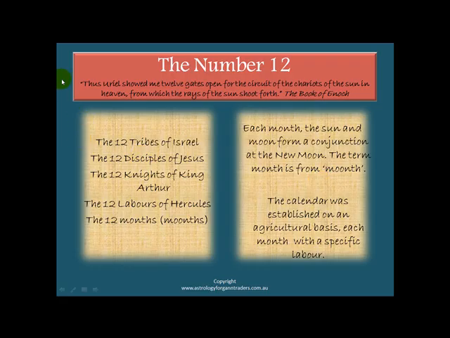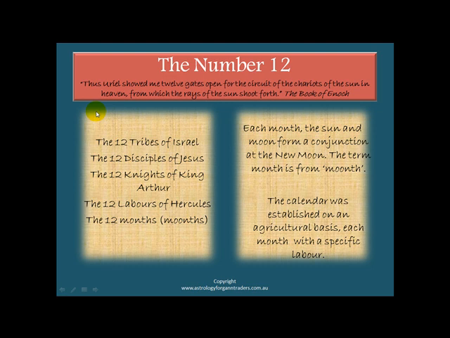Now, the number 12. "Thus Uriel showed me 12 gates open for the circuit of the chariots of the sun in the heaven, from which the rays of the sun shot forth." This is the Book of Enoch. The Book of Enoch has a lot of astrological stories in it, or symbolism that was actually taken out of the Bible. So if you want to read the Book of Enoch, you can get a lot of these astrological references in there.